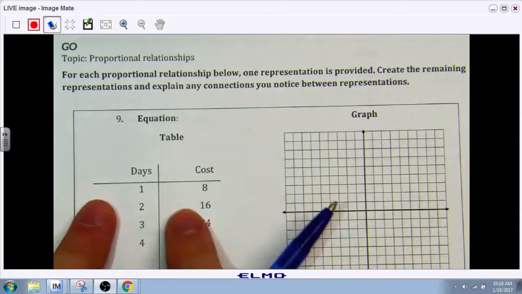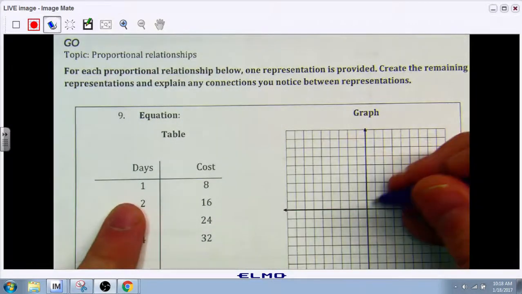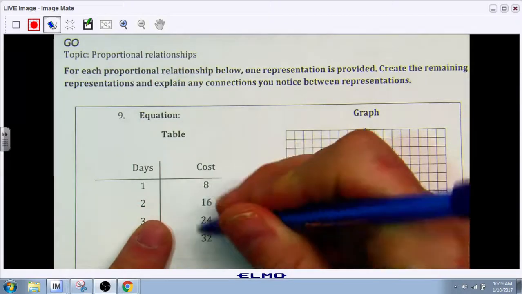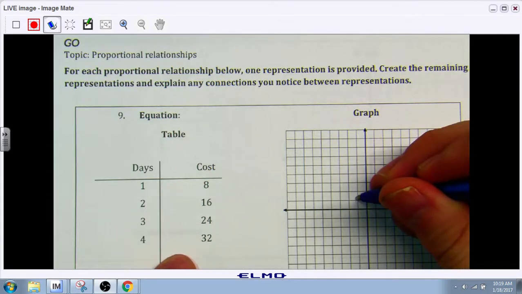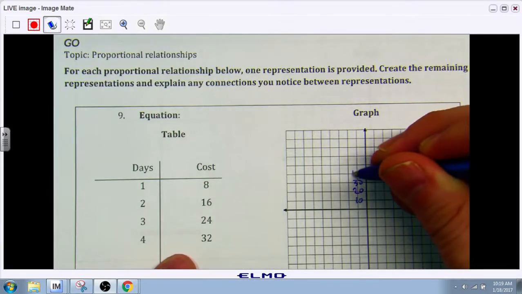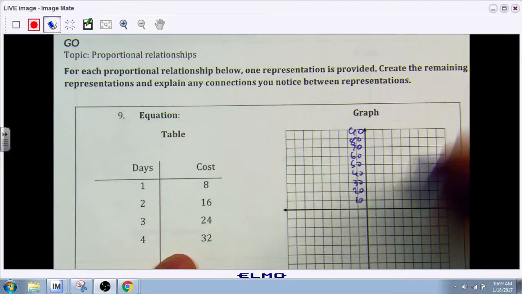So it starts with a table. From a table, it's really easy to make a graph. So I know this is the table. At 1, you're at 8. Oh, look at this. It goes up by 8. So I've got to go all the way to 32 by 4. That's a lot. So I'm going to make these 10, 20, 30, 40, 50, 60, 70, 80, 90.